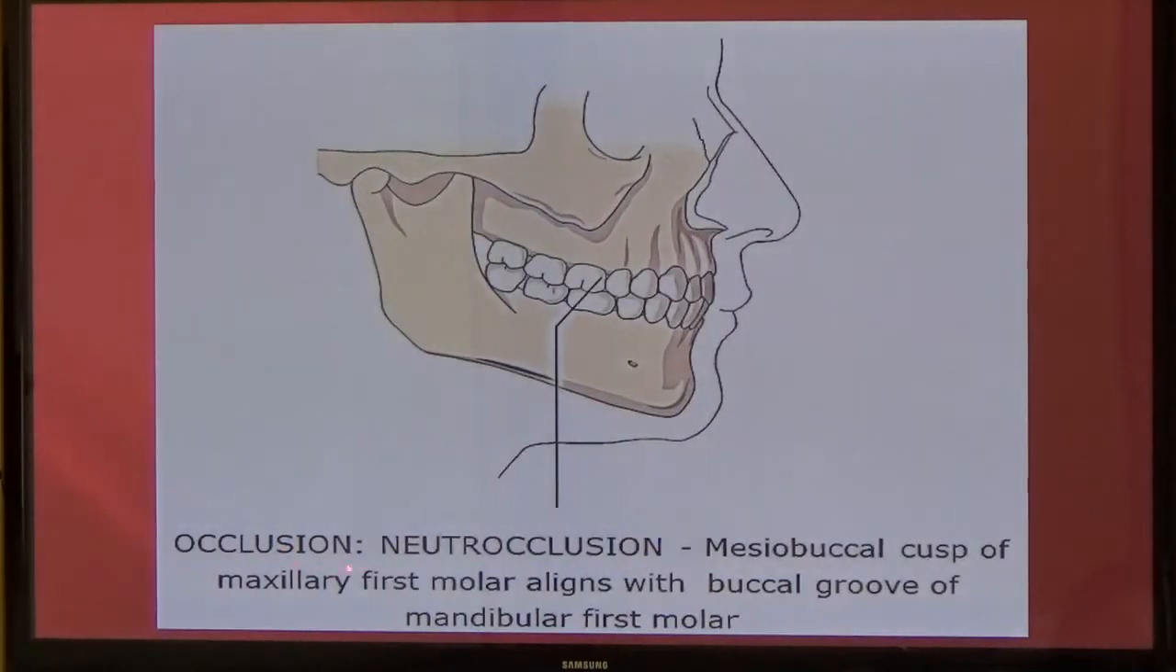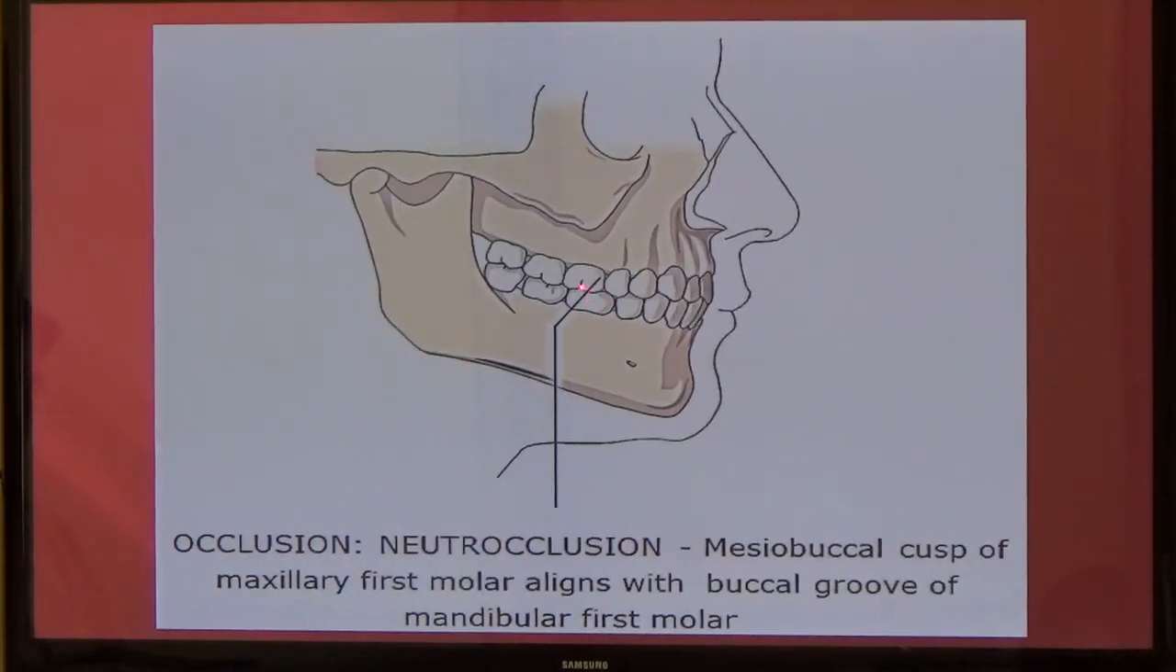So your bite is neutral occlusion, meaning the mesiobuccal cusp of the first molar is in the buccal groove of the lower first molar. You don't have your models here, but when you get home, look at your mesiobuccal cusp of the first molar. Do you guys have these images? Yes. So again, the mesiobuccal cusp of the upper jaw comes into the buccal groove of the lower first molar.